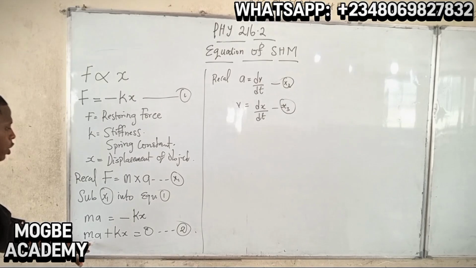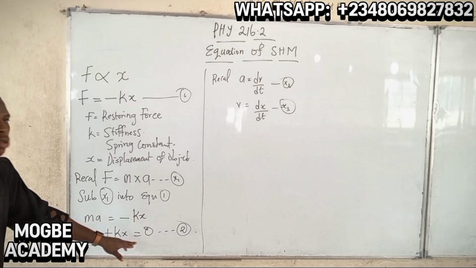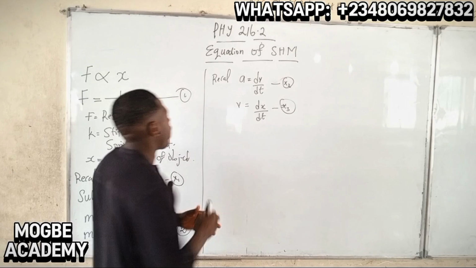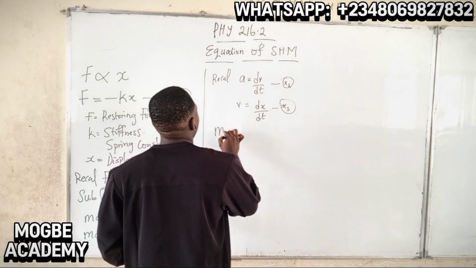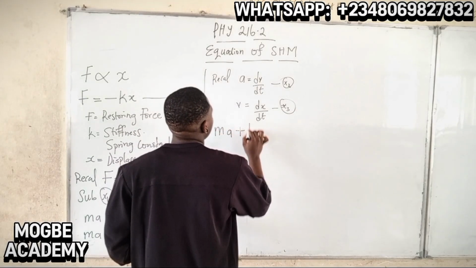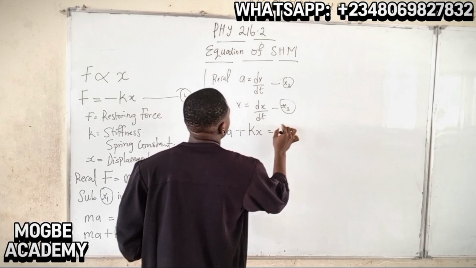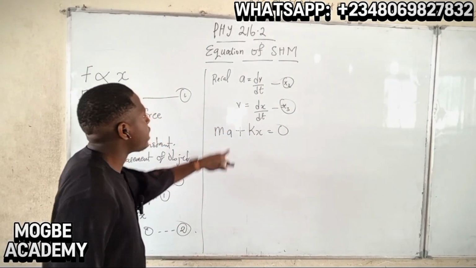Now, we have this equation 2: MA plus KS equal to 0. Now let's take this up here. So basically we have MA plus KS equal to 0. Now we are seeing acceleration here.